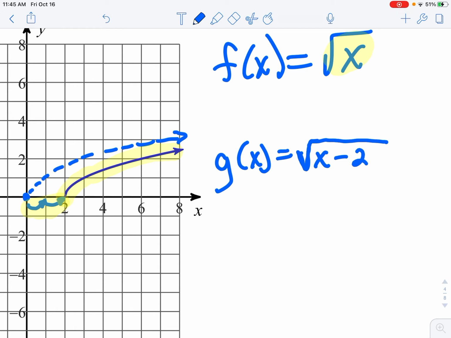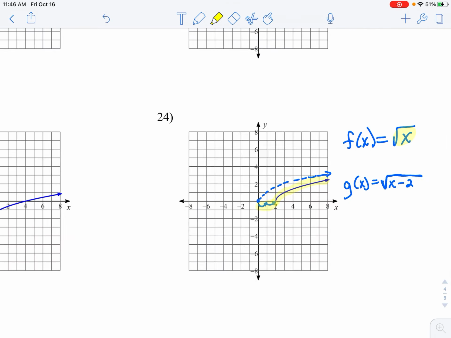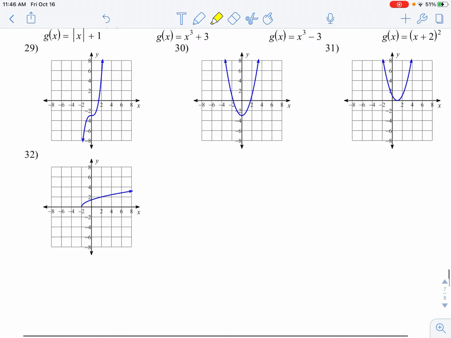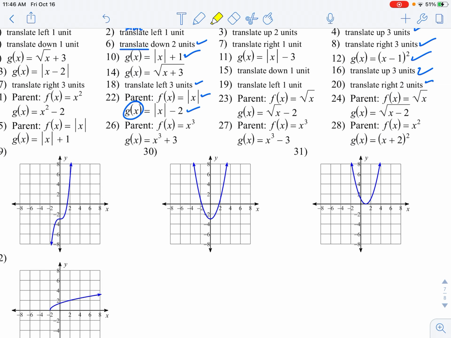Remember, the inside of a square root, you just make the bar longer to create sort of an inside versus an outside. So that should be the answer to number 24. Where the heck am I? Right there. Check and check.